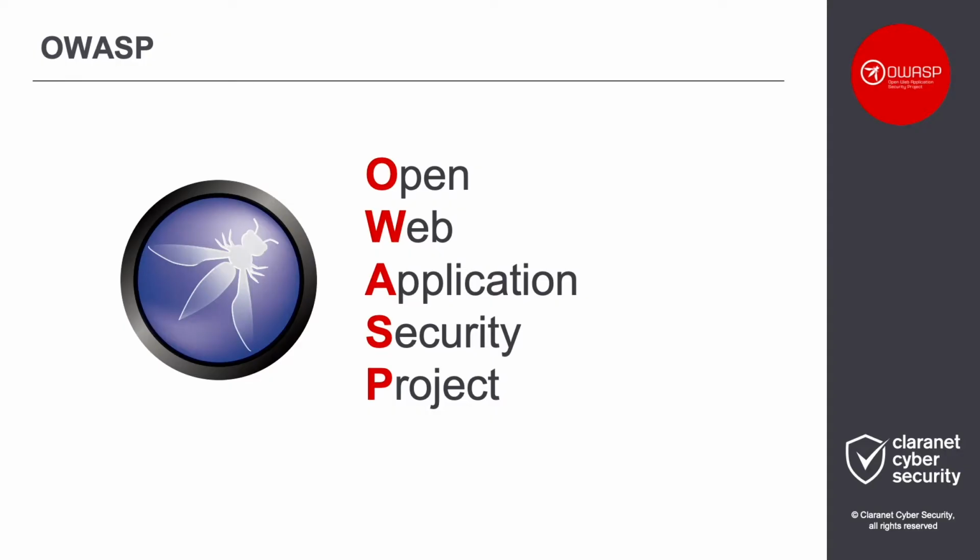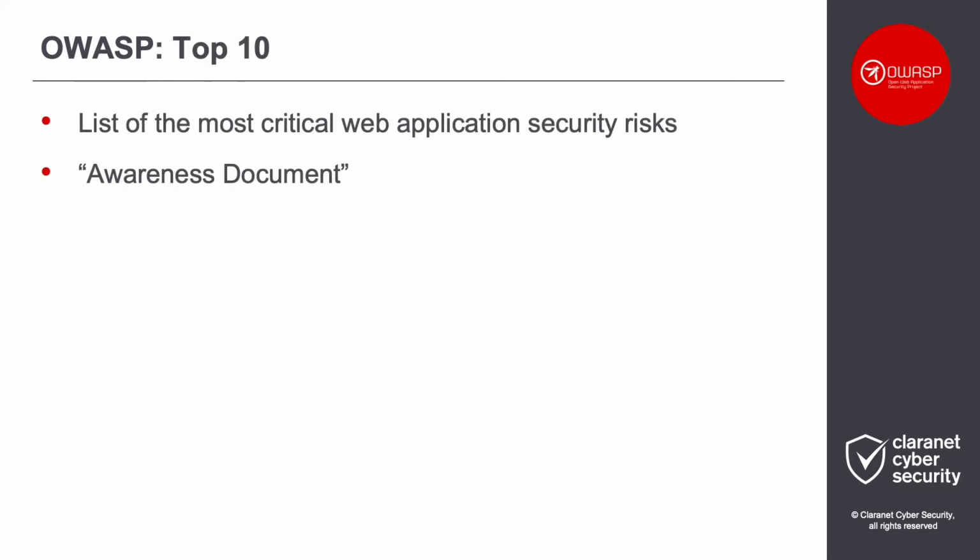OWASP stands for the Open Web Application Security Project, whose objective is to provide cybersecurity guidance free of charge so that anybody can use the information to improve the security posture of their cyber systems. The top 10 list is what OWASP deemed to be the most critical web application security risks, and they provide this information within an awareness document.